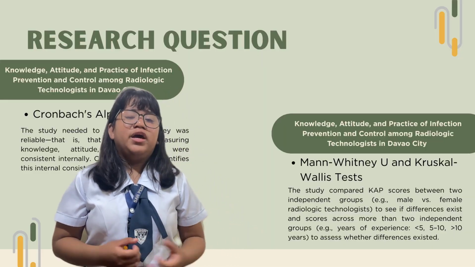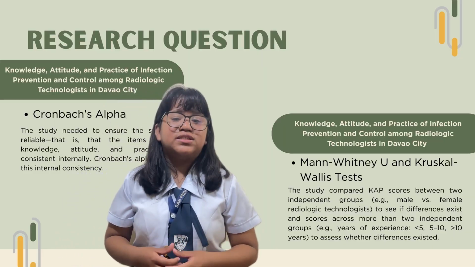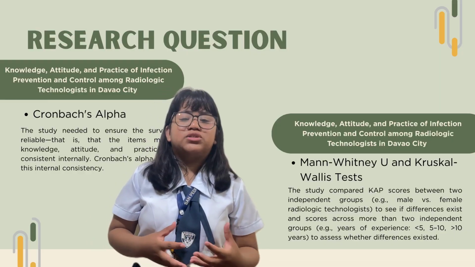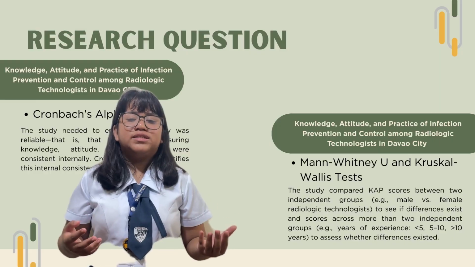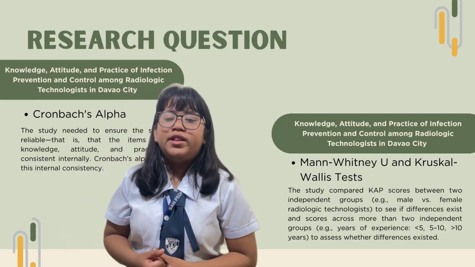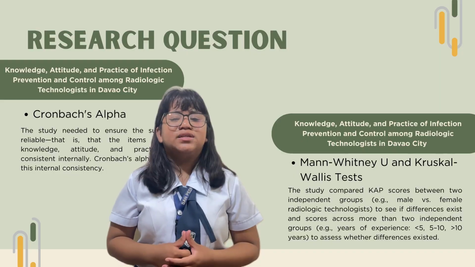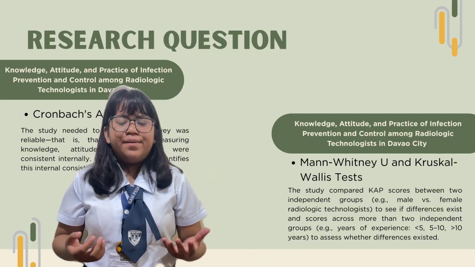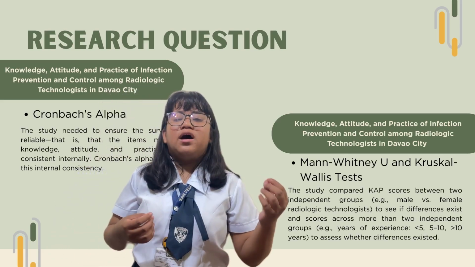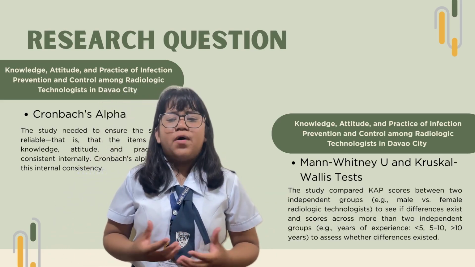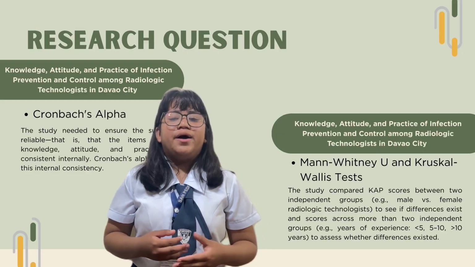Third, we have Cronbach's alpha. Why is it appropriate? The study needed to ensure the survey was reliable, so that the items measuring knowledge, attitude, and practice were internally consistent. The Cronbach's alpha quantifies this internal consistency. The data type used in the survey is ordinal or interval data, from Likert scales and the knowledge scores.